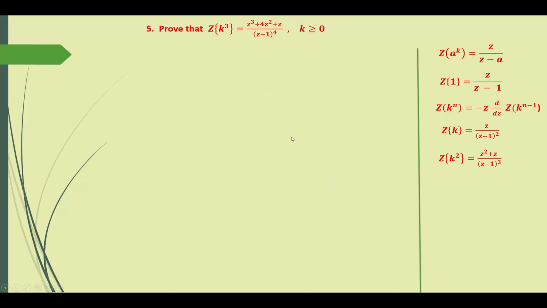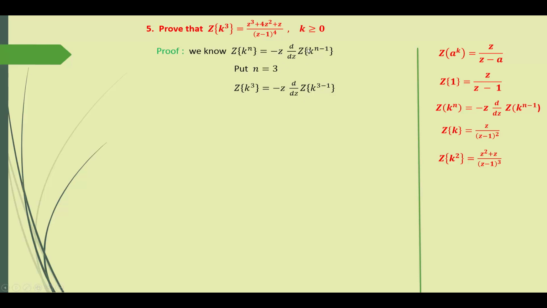Now we know these 5 formulas, and by using these formulas, prove that Z transform of k cube equals (z cube plus 4z square plus z) upon (z minus 1) raised to 4, for k greater than or equal to 0. Prove. We know Z transform of k raised to n is minus z into d by dz of Z transform of k raised to n minus 1. Put n equal to 3.